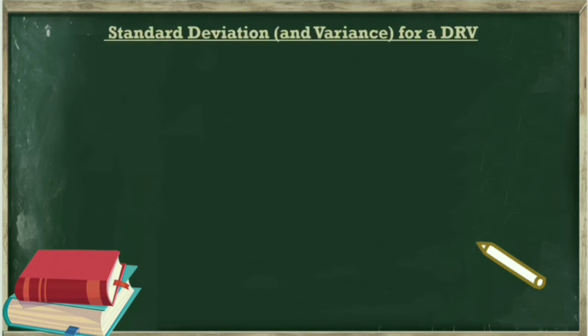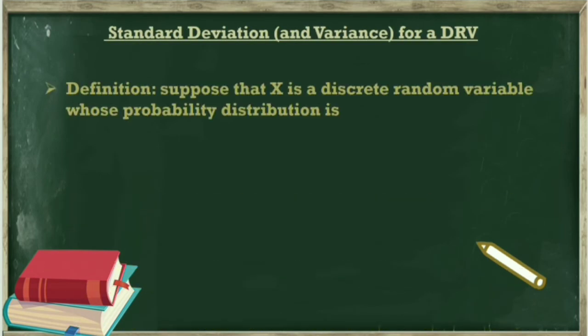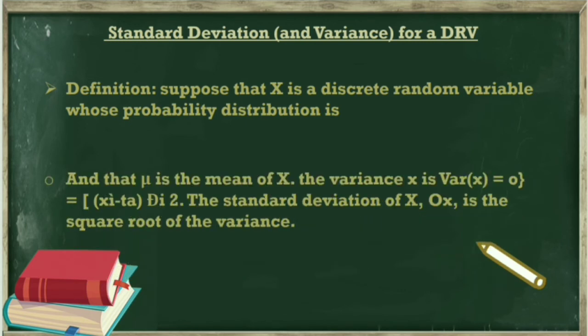Standard deviation and variance for the DRV definition. Suppose that x is a discrete random variable whose probability distribution is given, and that mu is the mean of x. The variance of x is the sum of (xi minus mu) squared times pi. The standard deviation of x, sigma x, is the square root of the variance.